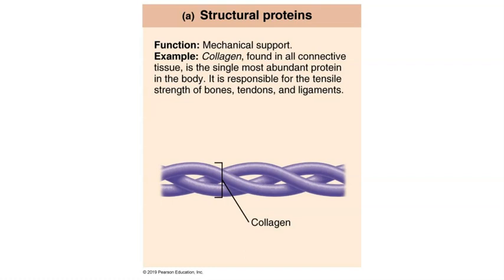One protein in particular that functions in structure is collagen. Collagen is the single most abundant protein in the human body, and it functions to give support and tensile strength to connective tissues like bones, tendons, and ligaments. The term tensile strength means that this protein is strong under tension, that is, it's strong under pulling forces, and so it functions in pretty much the same way that a rope does.